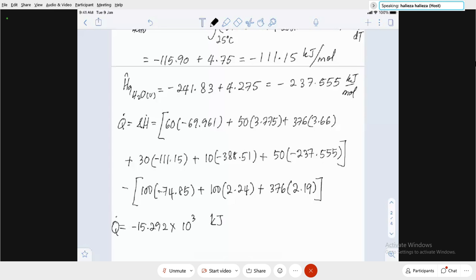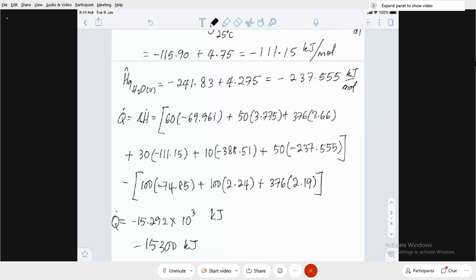So the textbook gave a value of negative 15,300, rounded off. That is the value from the textbook. Aiman gave me a value of negative 15,292. That's the amount of heat being released for these two reactions occurring simultaneously in the reactor.